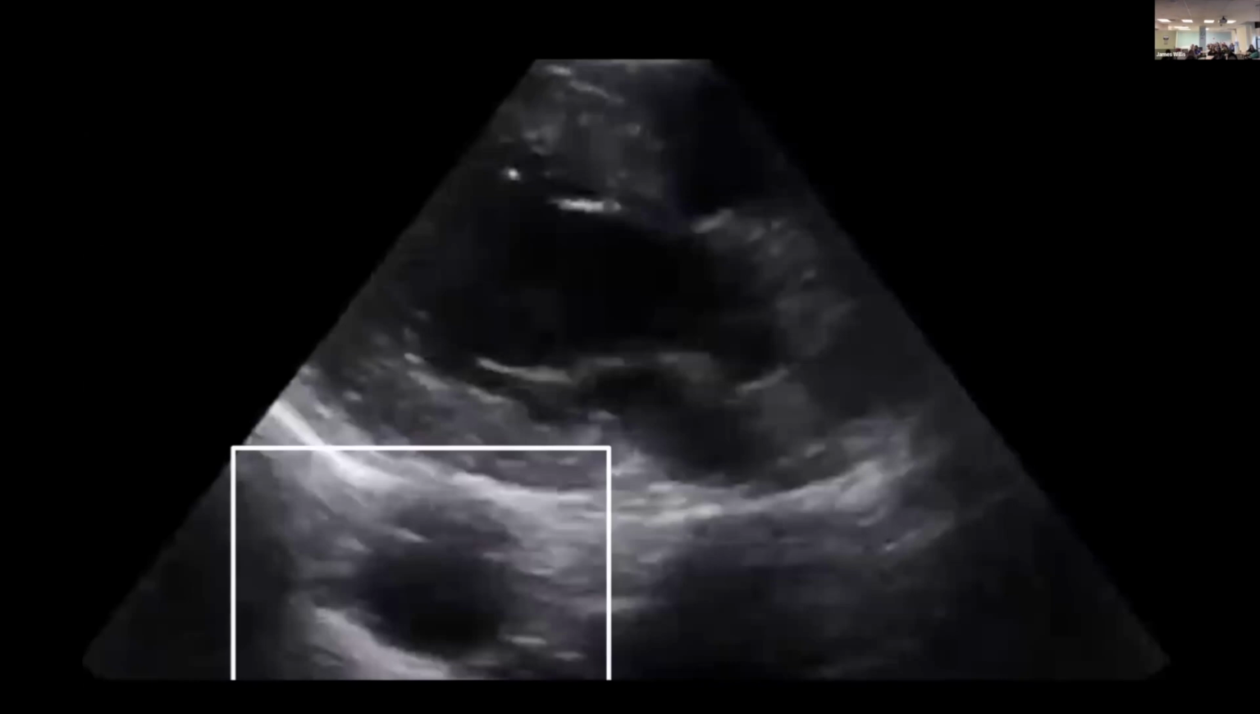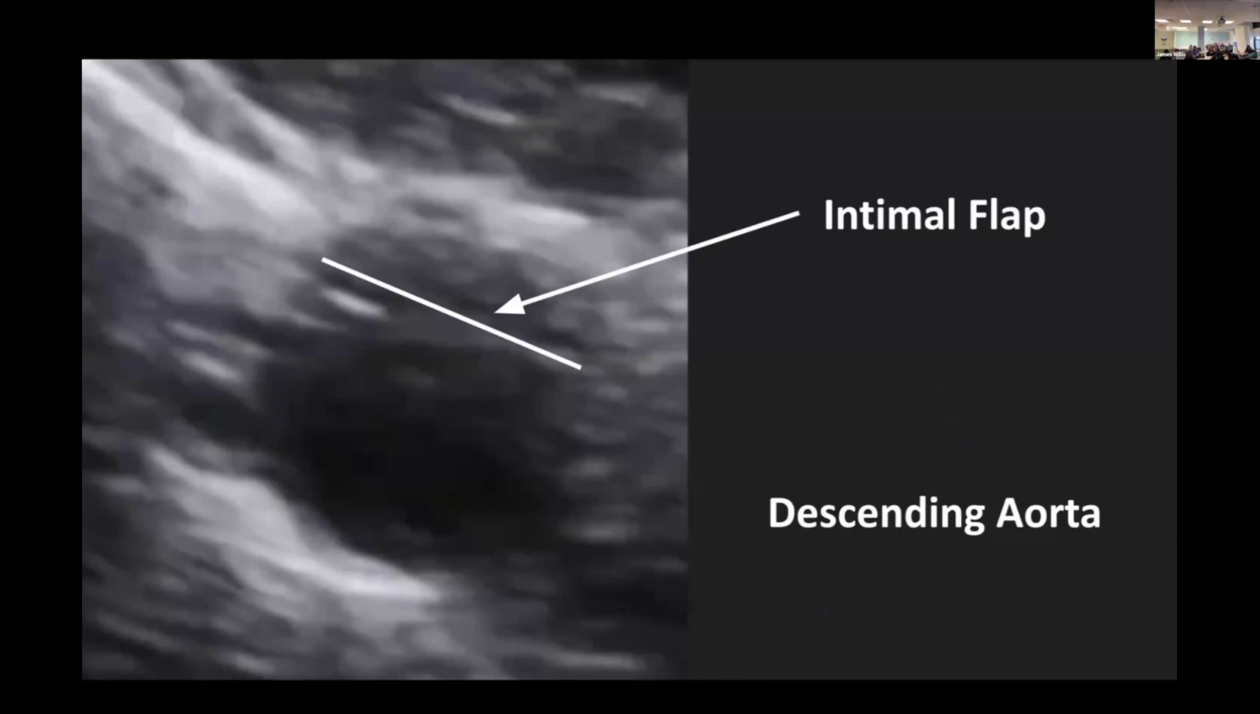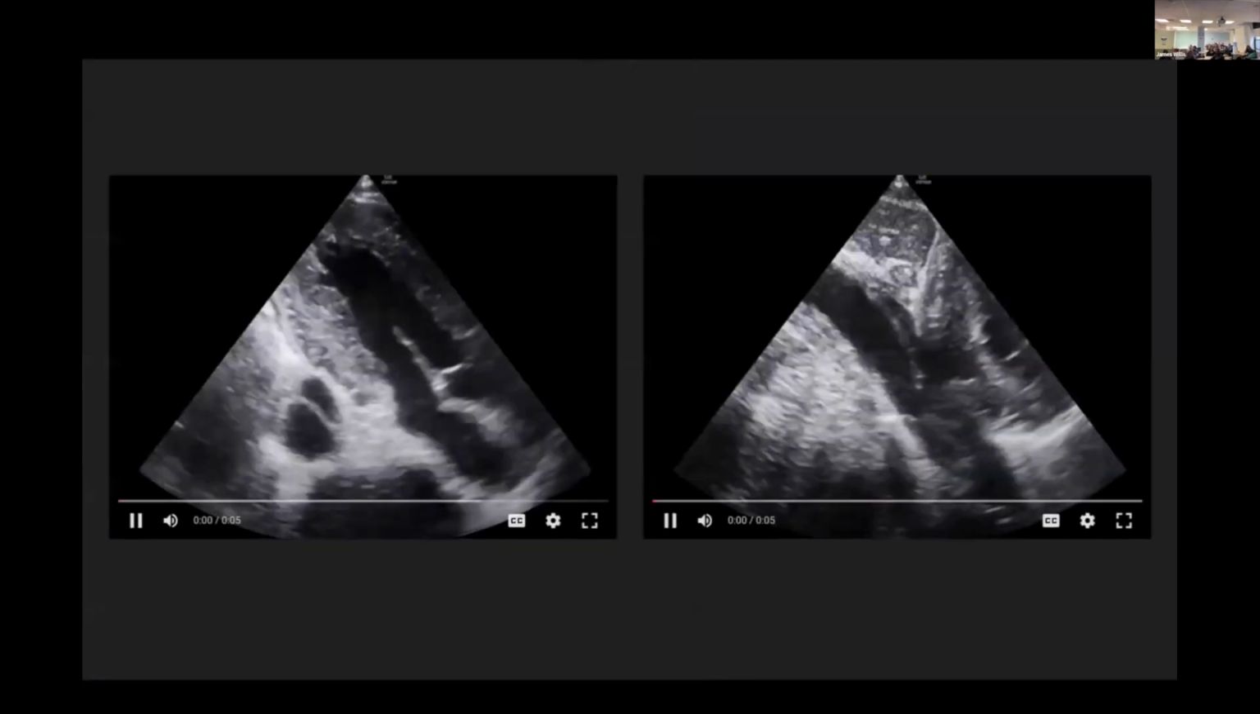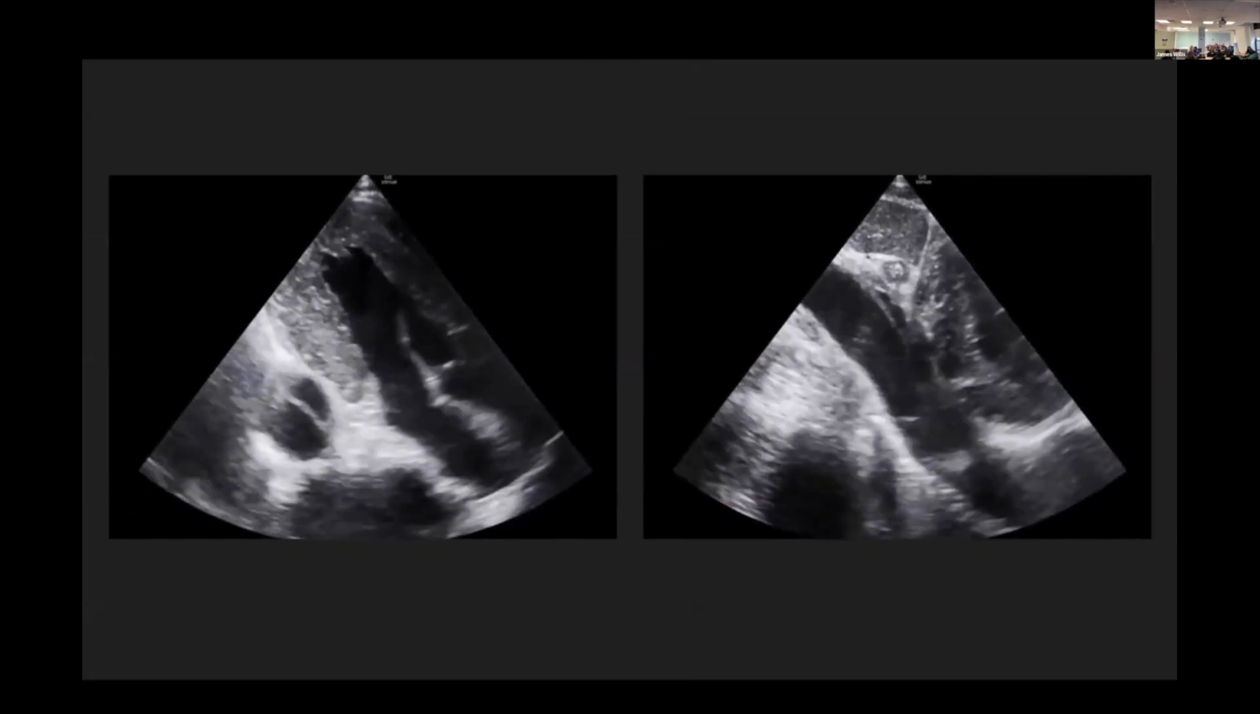When I looked at the descending aorta on the parasternal long axis view, and you zoom in on it, you actually see an intimal flap. So this patient ended up changing from a STEMI, where they're going to get aspirin, Plavix, heparin transfer, to now a patient with a descending aortic dissection. And you can see it a little bit better on the apical 3 chamber and here on the descending aorta.